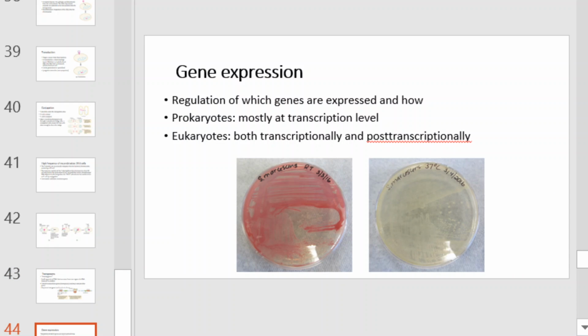Gene expression. Gene expression is all about what we see when the genetic material contained in a gene is transcribed and translated into protein, but it must also be regulated. Regulation of which genes are expressed and how will be explored as we examine gene expression. In prokaryotes, gene expression is controlled mostly at a transcriptional level. In eukaryotes, it can be controlled both transcriptionally and post-transcriptionally.